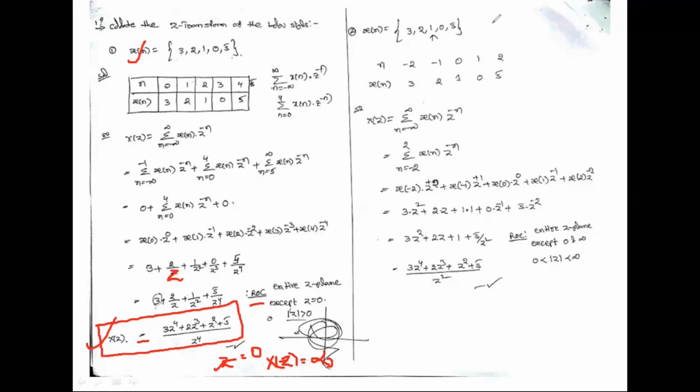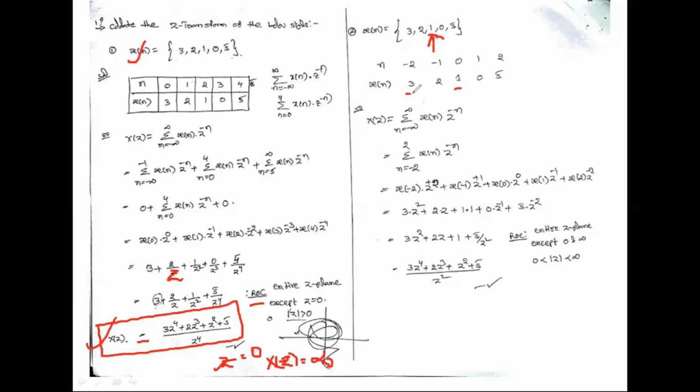Got it? For the second one, another sequence is there: 3, 2, 1, and 0. An arrow mark is given here. This arrow mark represents the value at n is equal to 0. See here. At n is equal to 0, the value is 1. At n is equal to minus 1, the value is 2.